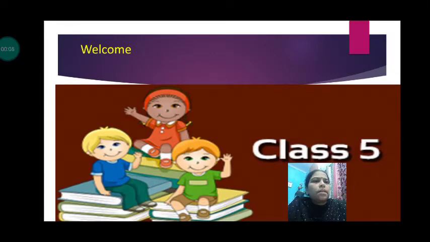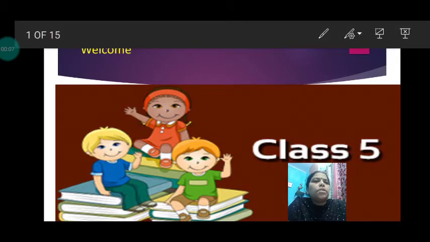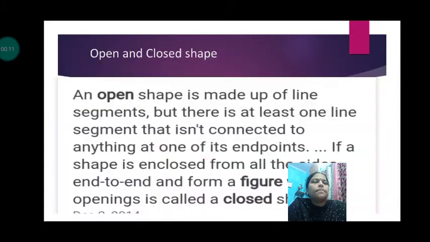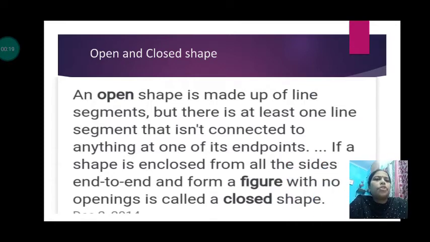Today in our maths class, we are going to read chapter 16, Lines, Angles and Circles. In this, first of all, we will learn about open and closed shapes. So let us see what an open shape is. An open shape is made up of line segments, but there is at least one line segment that isn't connected to anything at one of its endpoints.